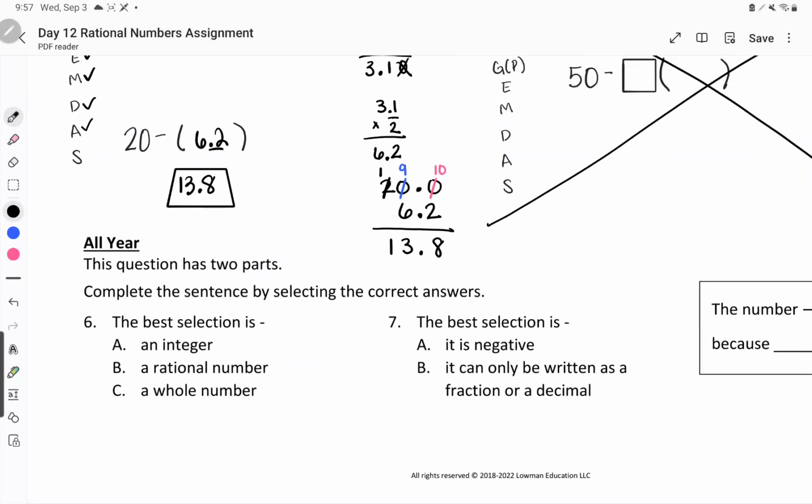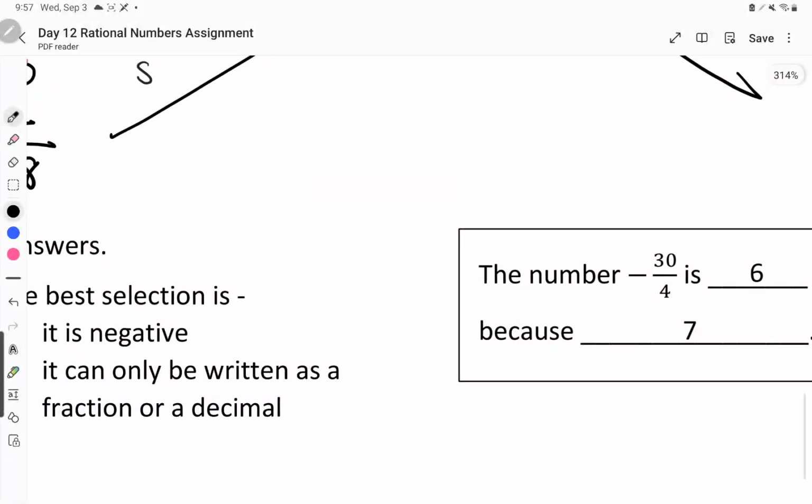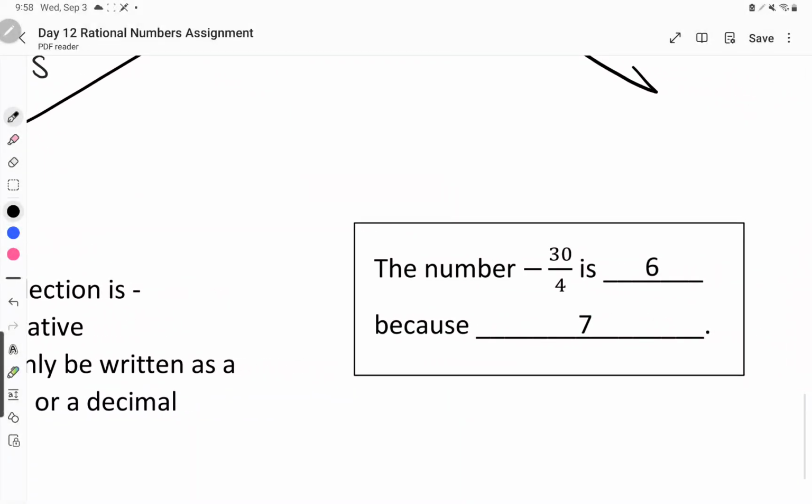Complete the sentence by selecting the correct answers. So the number negative 30 over 4 is blank because blank. So the first thing we're going to do is simplify 30 over 4. I'm just going to divide it. 30 divided by 4. 4 doesn't go into 3, but it does go into 30. 7 times 4 is 28, so we subtract and that gives us 2. Add a decimal and a 0. Drop it down, that gives us 7.5.